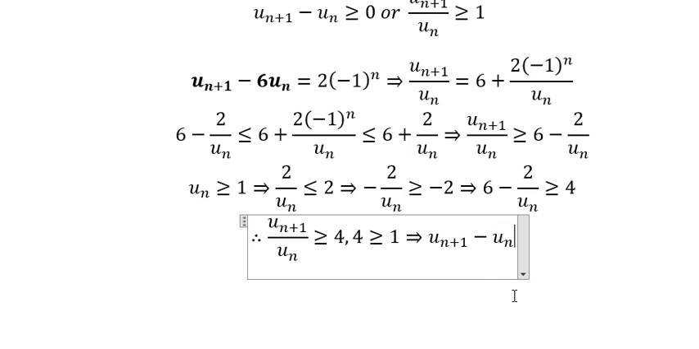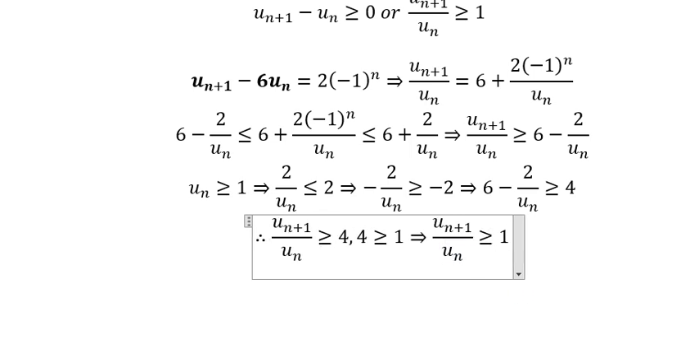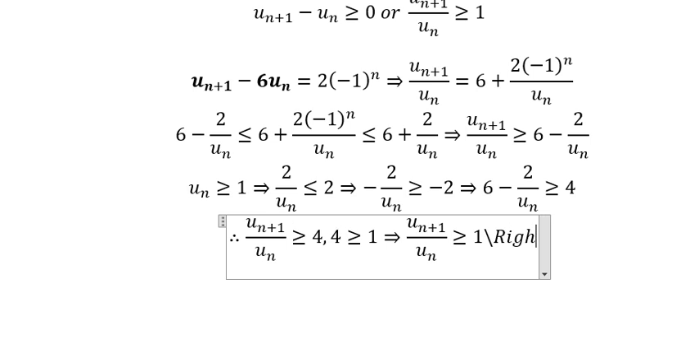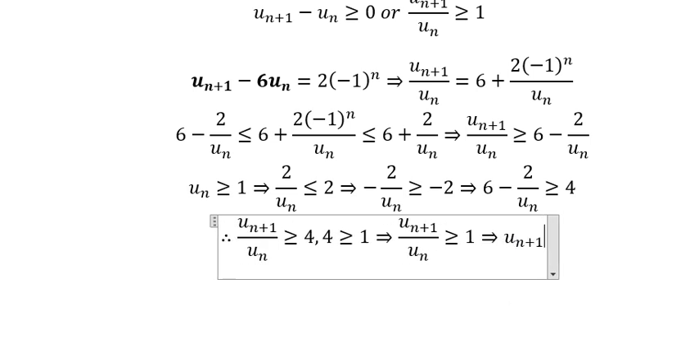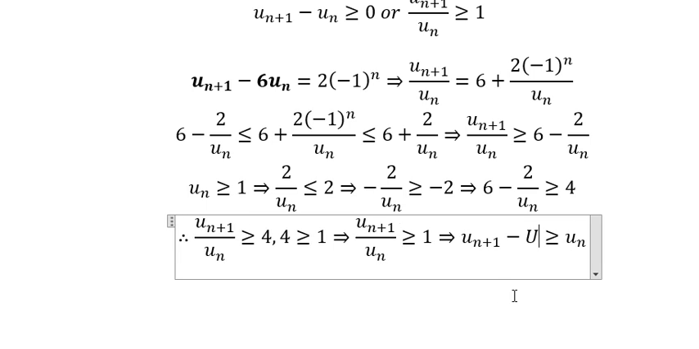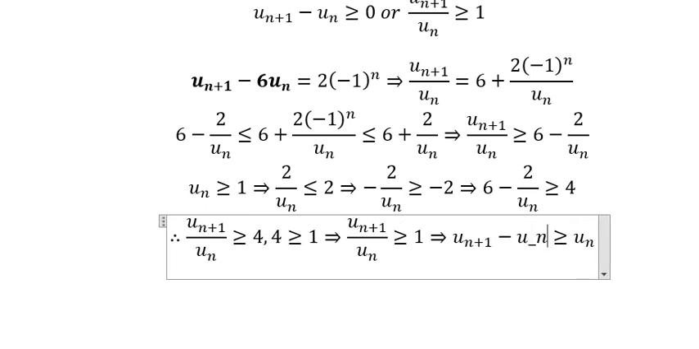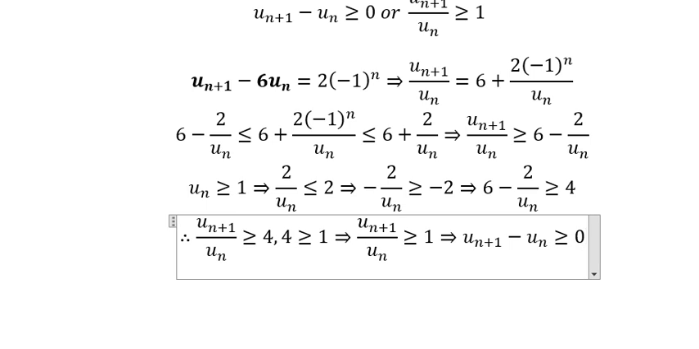And since 4 is bigger or equal to 1, it therefore means that Un plus 1 divided by Un is bigger or equal to 1, which we needed. Because if I cross multiply, Un is positive since it was bigger than 1, I'll just have Un plus 1 is bigger or equal to Un, and if I subtract Un on both sides, I will have Un plus 1 minus Un bigger or equal to Un minus Un, which is 0. Hence, we have proven.